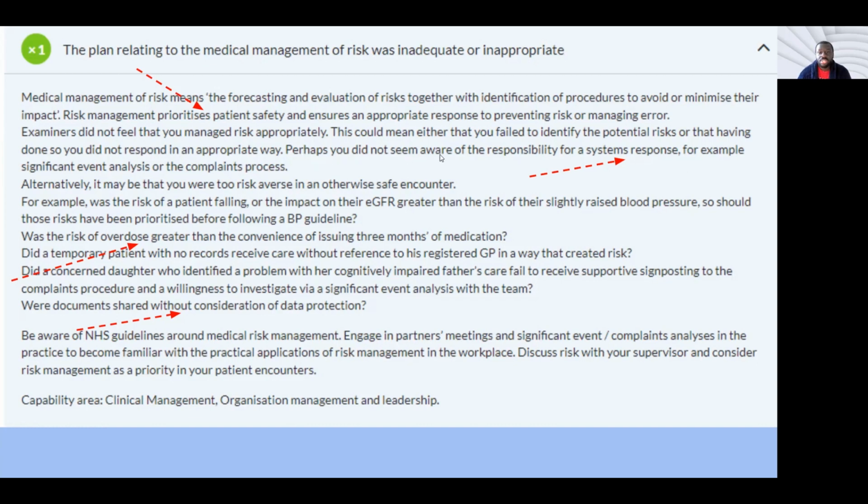Here it says, perhaps you did not seem aware of the responsibility for a systems response. For example, significant event analysis on the patient's process. For instance, a patient could be angry that maybe a wrong medication was prescribed, for them or for their relative, or just angry that there was a late cancer diagnosis or referral for cancer assessment. A patient that eventually was diagnosed with cancer, for instance, is just displeased with the care they've received, and the patient wants to complain.